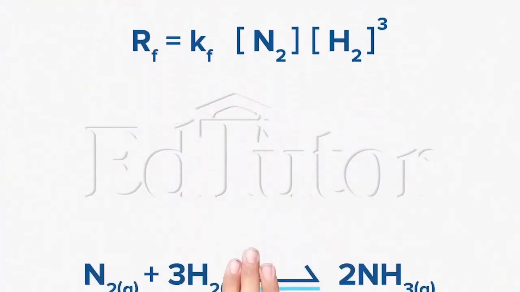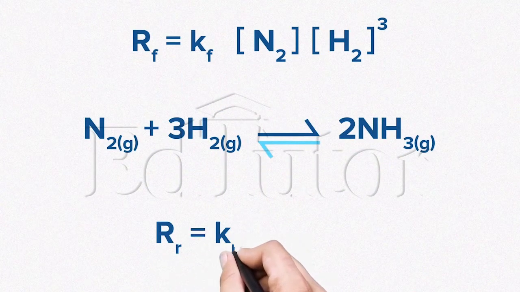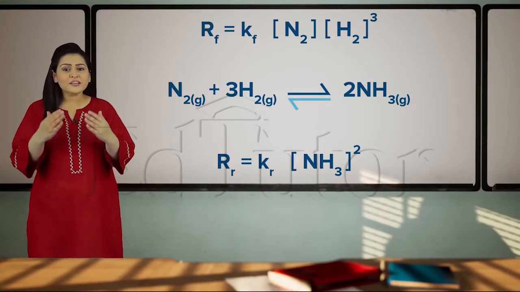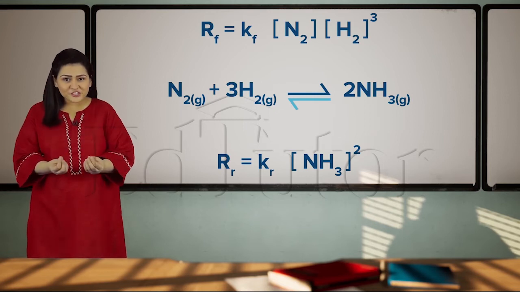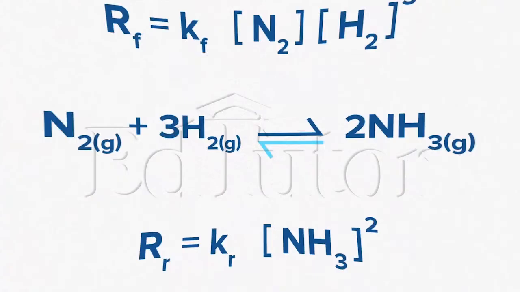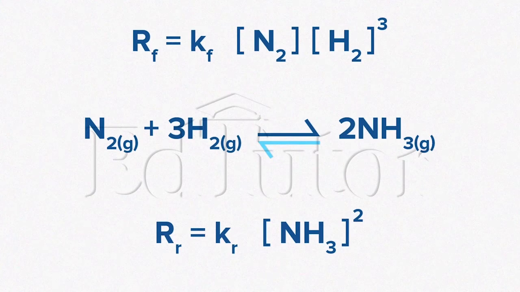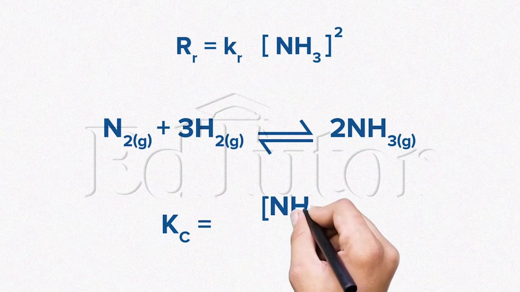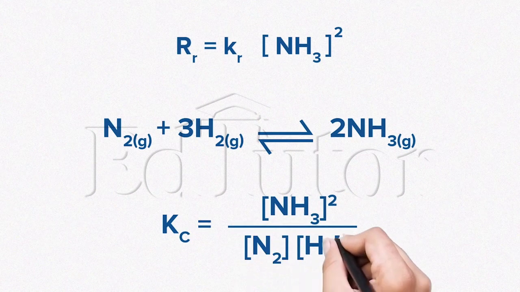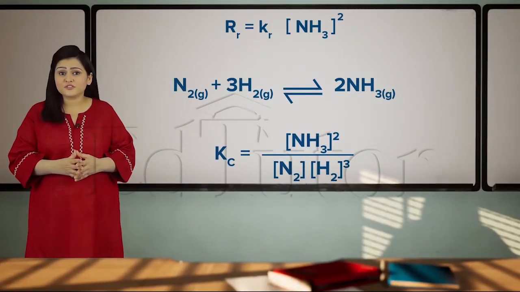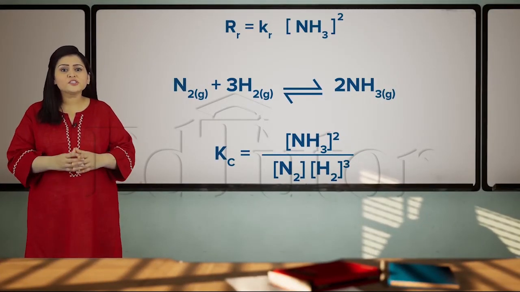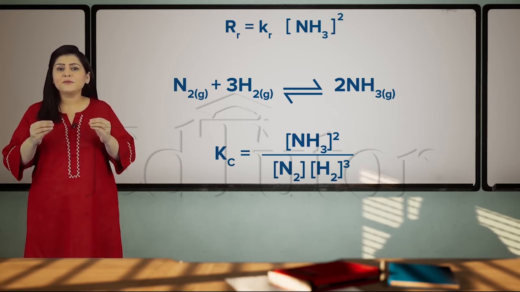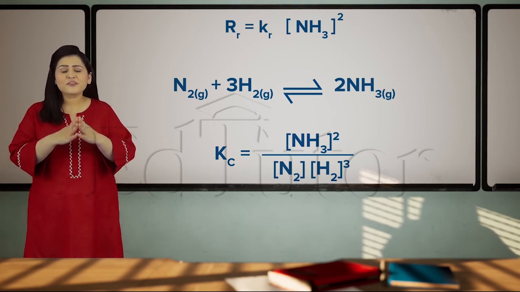For the reverse reaction, the rate is equal to Kr multiplied by the concentration of ammonia raised to the power 2, as its coefficient is 2 in the chemical equation. Now, let's move to the next step, the Kc expression. Kc is equal to the concentration of ammonia raised to the power 2 divided by the product of the concentration of nitrogen and the concentration of hydrogen raised to the power 3. This will be the equilibrium constant Kc expression for this given reaction.